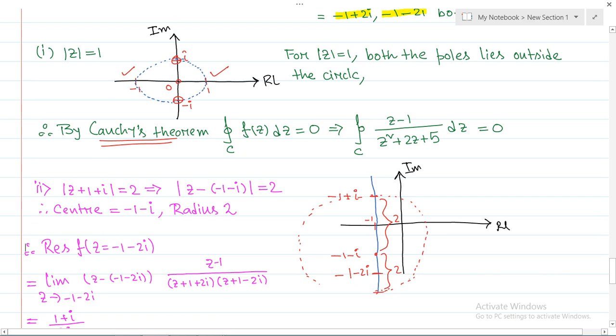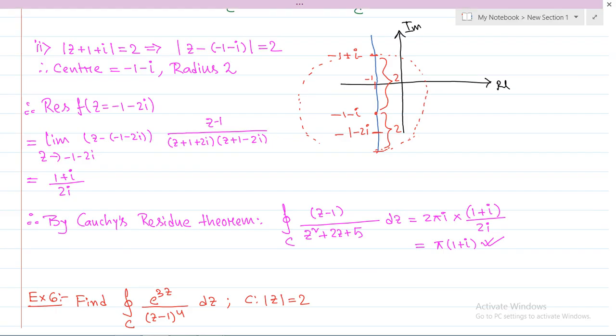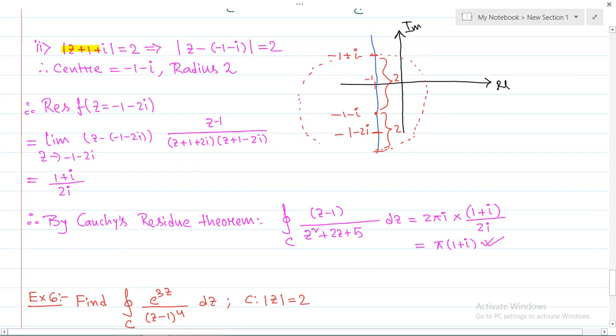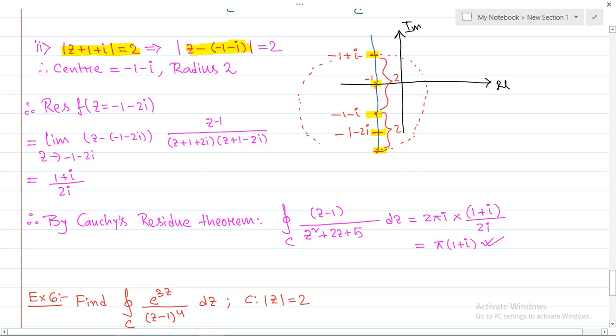Now if we go to the second one, which is a very interesting one, mod of (z plus 1 plus i) equals 2. If we write down the structure of the circle, it is mod of z minus (minus 1 minus i) equals 2. So the center of the circle is at the point minus 1 minus i, and the radius is 2, so it will go up to minus 1, then up to minus 1 plus i, and here up to minus 1 minus 2i, and here also minus 1 minus 3i, right?